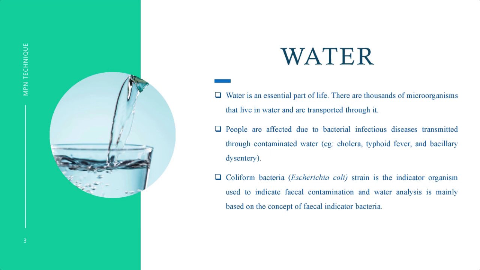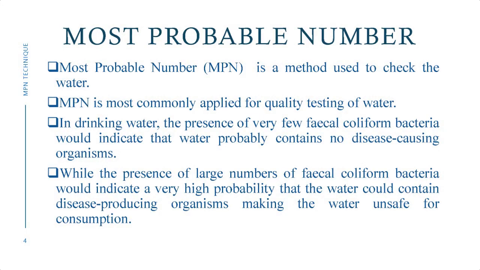So, if contaminated water is drunk by people, they are affected by bacterial infections like cholera, typhoid fever, bacillary dysentery, diarrhea, etc. Escherichia coli is a fecal coliform bacteria mostly available in water. The most probable number technique is a test used to estimate the concentration of viable microbes present in the water sample. The MPN test is the best and most commonly used method for the water test to check the potability of water quality, so as to ensure whether the water is safe or not.